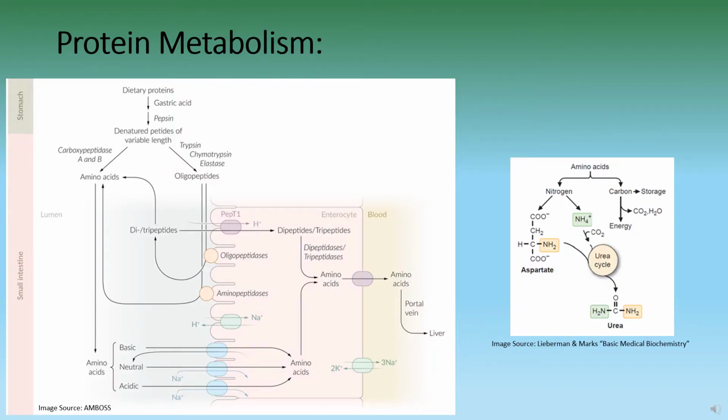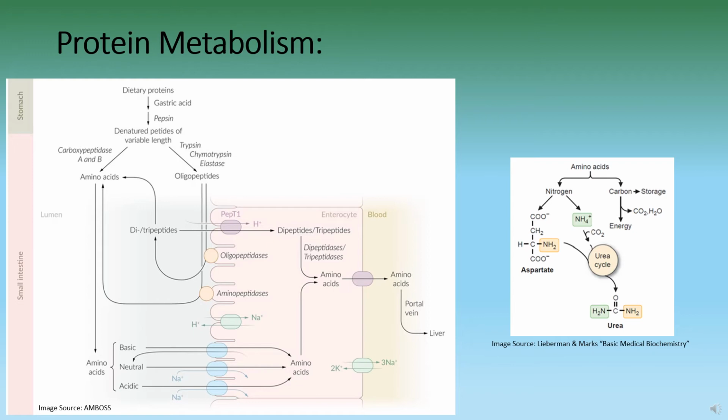We will begin our biochemistry discussion with proteins. When you eat a protein-filled meal, digestion begins in the stomach. Stomach acid and pepsin begin to denature proteins to smaller peptides. In the small intestine, trypsin, chymotrypsin, and other enzymes further break these down.